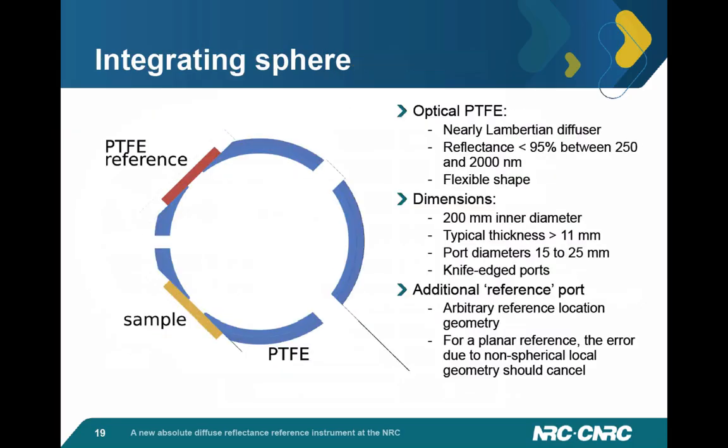So in incorporating this reference port, we hope to match the local geometries of the sample and the reference positions and hopefully divide out these two effects. Another nice thing about having this as a port is we can insert a spherical insert that matches the sphere, and so we should be able to actually measure how big an effect this has.